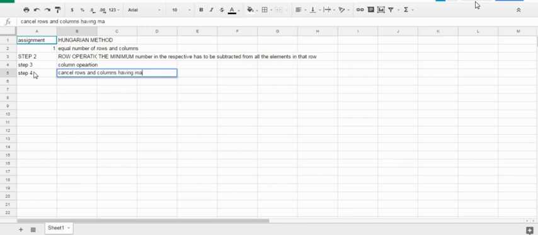Having maximum zeros. So till the time I cancel all the zeros, I'll have to cancel the row and column. This means after cancelling, should I be left with any zero which is not being cancelled? So the answer is no. All the rows and columns, even if they have a single zero also, have to be cancelled.